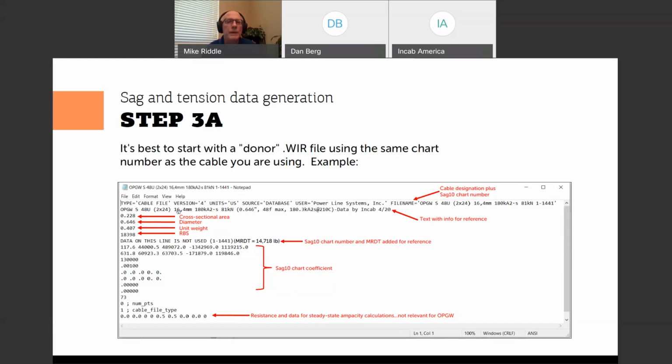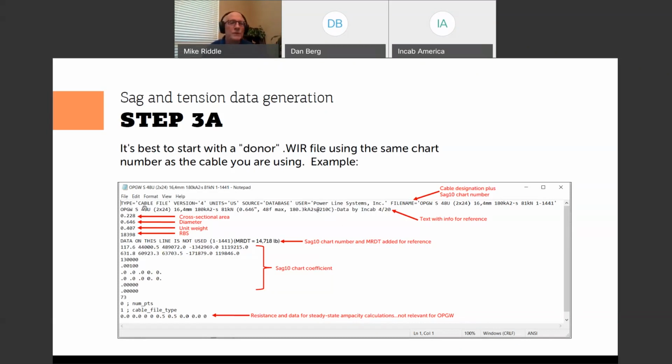Again, we repeat the cable designation, and then there's some basic information about the cable. This is the overall diameter, the maximum fiber count you could get in this design, the fault current rating at a maximum temperature. The assumed starting point is 40 degrees C by the way. And then just some comment that it was one that we developed and the date that it was done. This information is all strictly for reference.